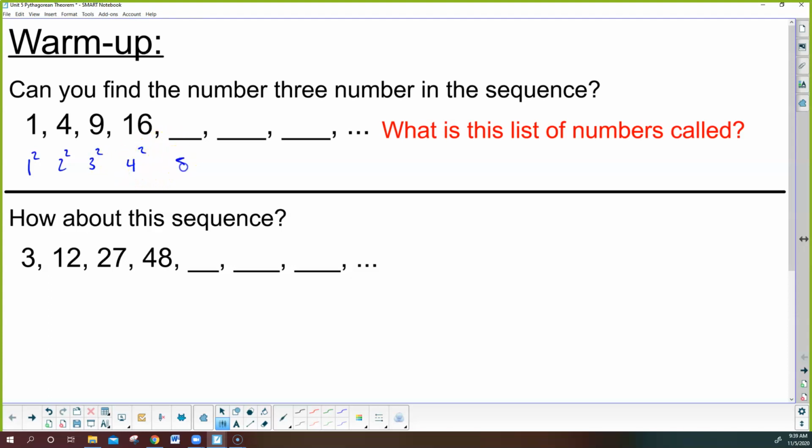So then the next number would go 5, 6, 7, and we would square them all very quickly. And this list can keep on moving as far as we need it to. This is the list of the perfect squares. So now, what about the next sequence? How did we get the next sequence?